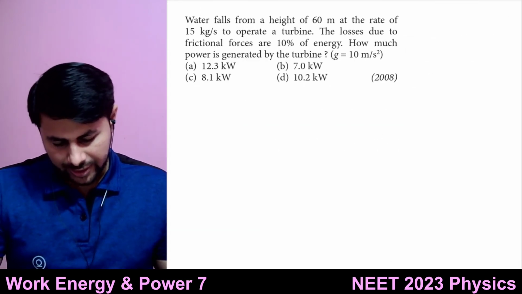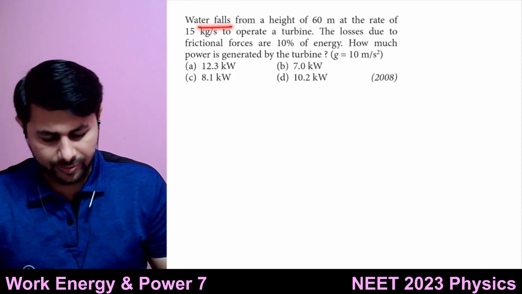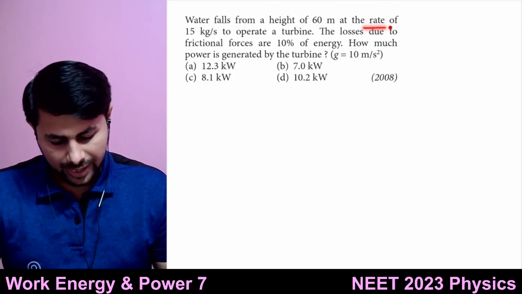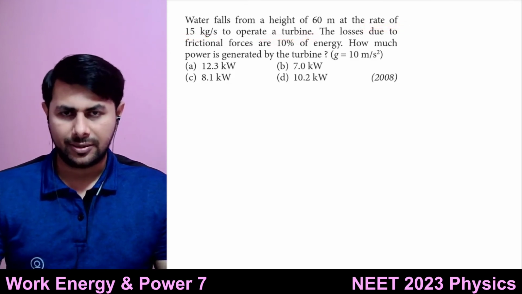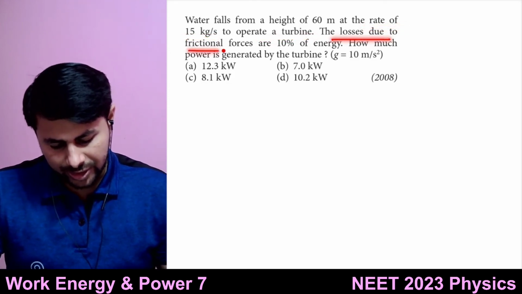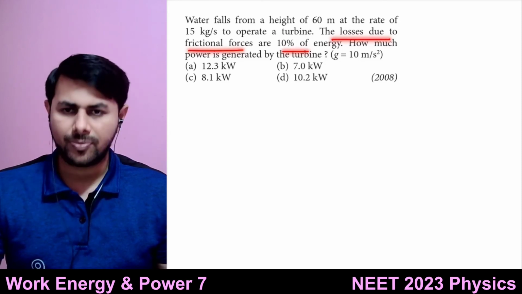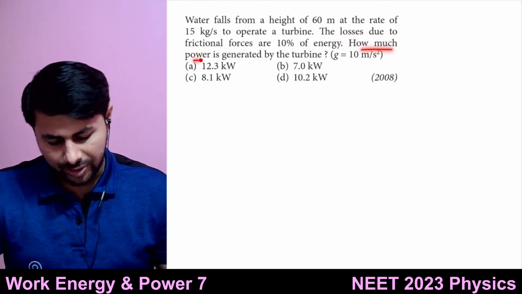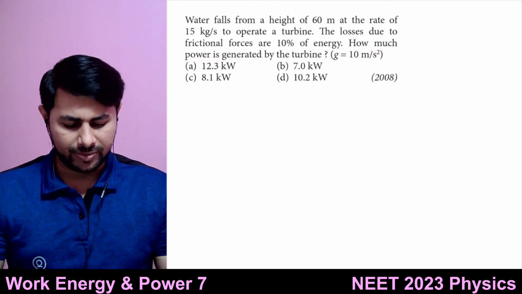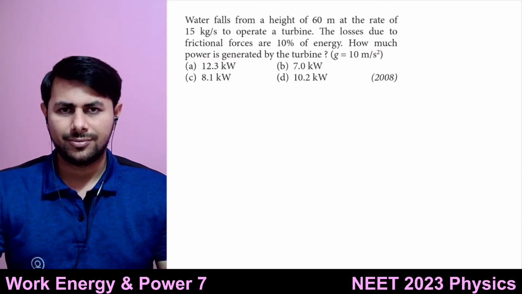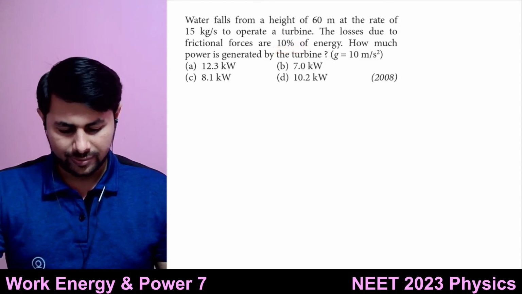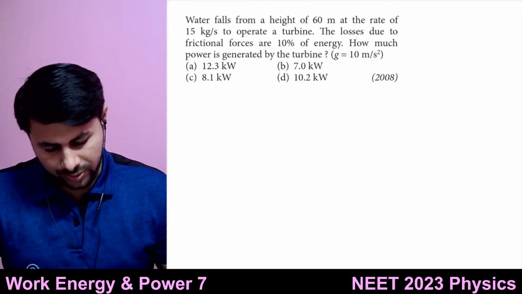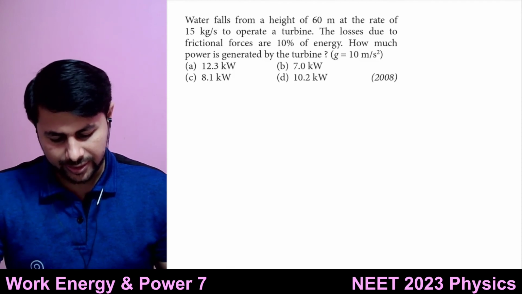Okay, next question. Water falls from a height of 60 meter at the rate of 15 kg per second to operate a turbine. The losses due to frictional forces are 10% of energy. How much power is generated by the turbine? This is the question. So there is some loss. So how much power is generated is the question.